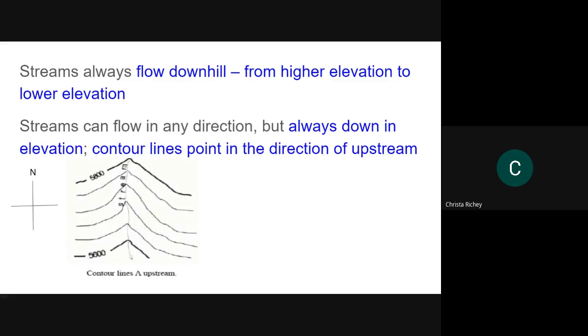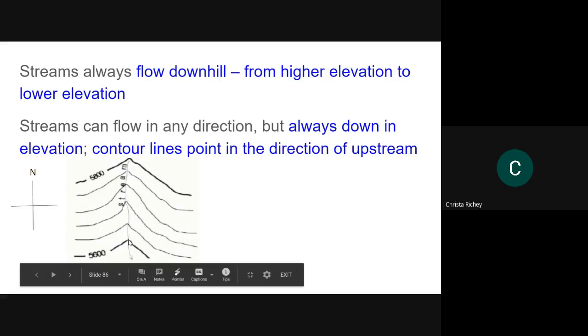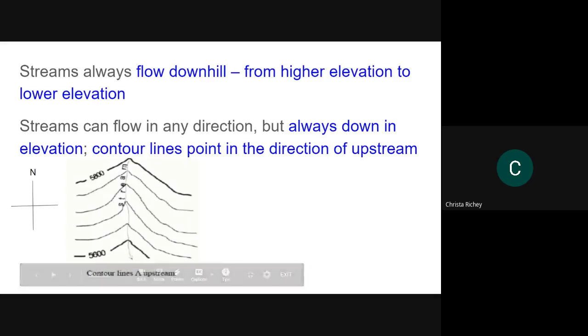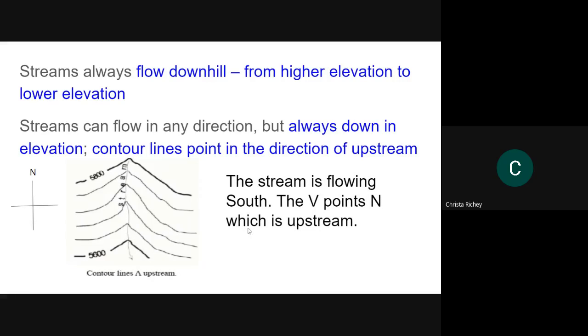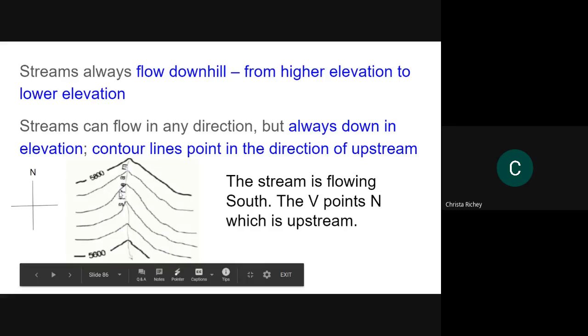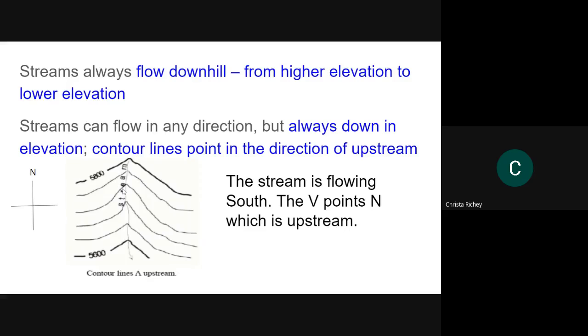You should have a compass, normally, with a map. If you're holding it right side up, up is north, down is south, right is east, and left is west, because we're putting it on a two-dimensional paper. This stream up here is 5,800, I'm assuming feet. Down here is 5,600 feet. It is going in the direction that the elevation is going down. In this case, it happens to be flowing south. The V, literally the V, it looks like it's making a V, points in the direction that the stream is coming from, not the direction that the stream is flowing.